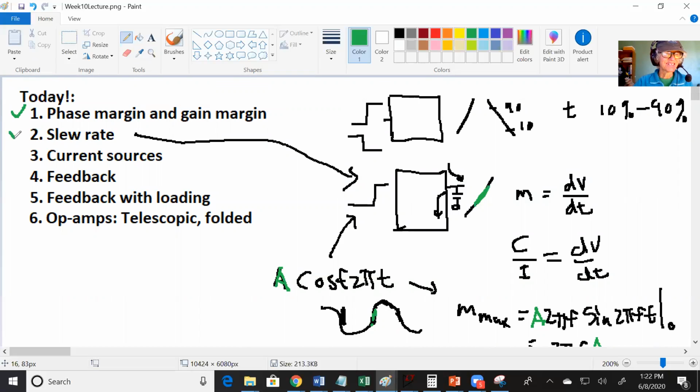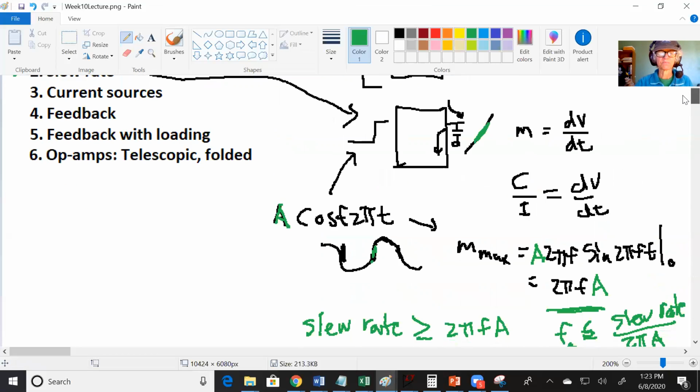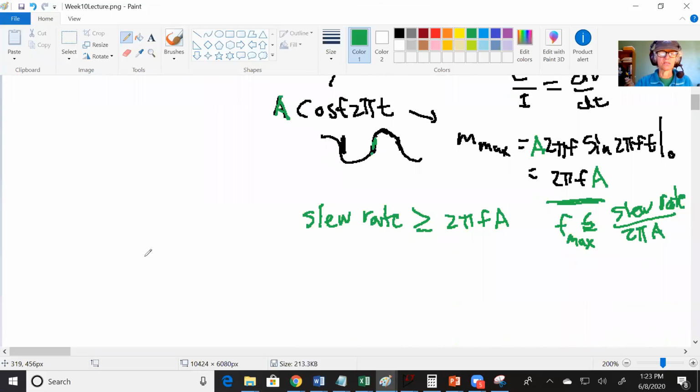Okay, so check slew rate. All right, we're moving right along. Let's do op amps for a second. Let's skip down here and get this one checked off. Okay, so that's slew rate up to here.